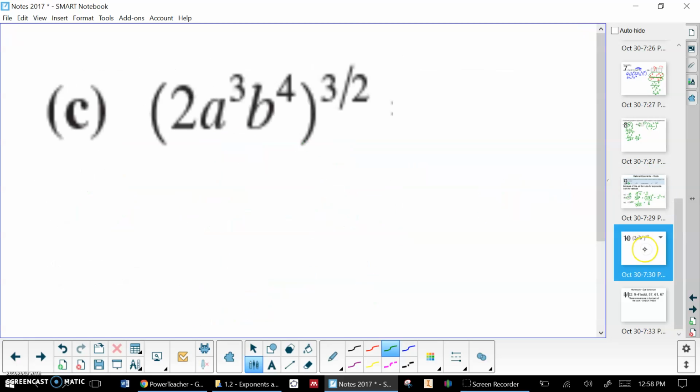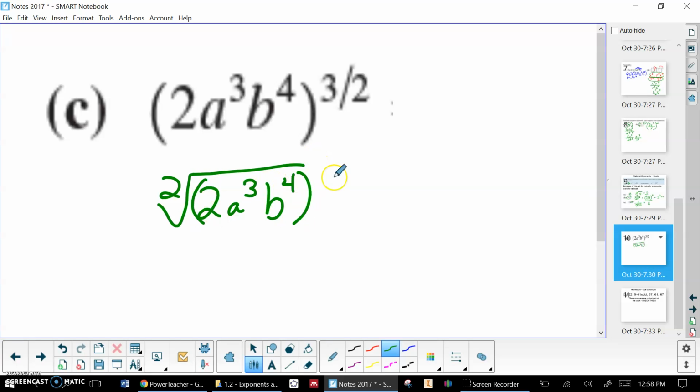And we'll throw some variables in there as our last example here. So we've got, again, a 3 in the top, which means this is all raised to the 3rd power. And then the square root. Doesn't really matter which order we do it in, but sometimes it does save you a little bit of trouble one way or the other. This way it doesn't really matter much. So we've got the square root of 2a to the 3rd, b to the 4th, all raised to the 3rd power. I'm going to do the 3rd power first, I think.